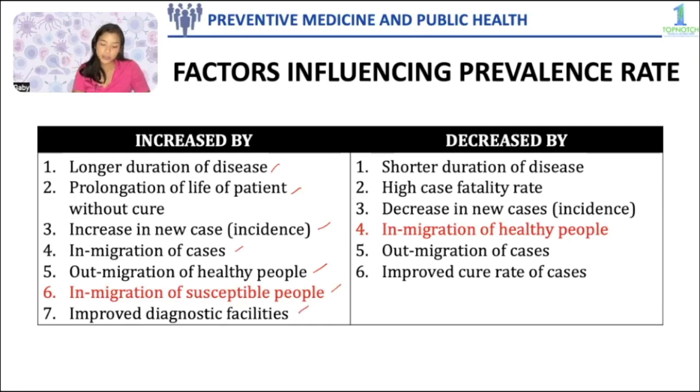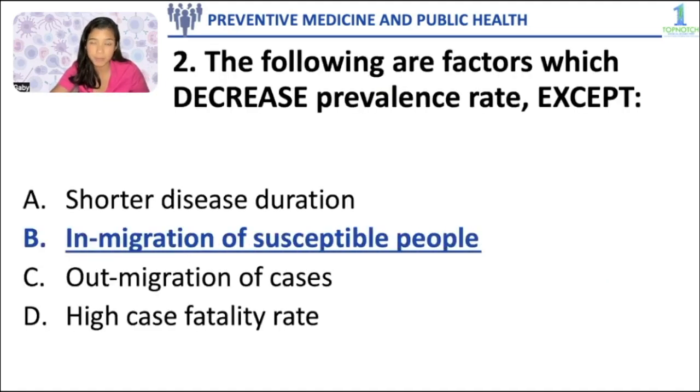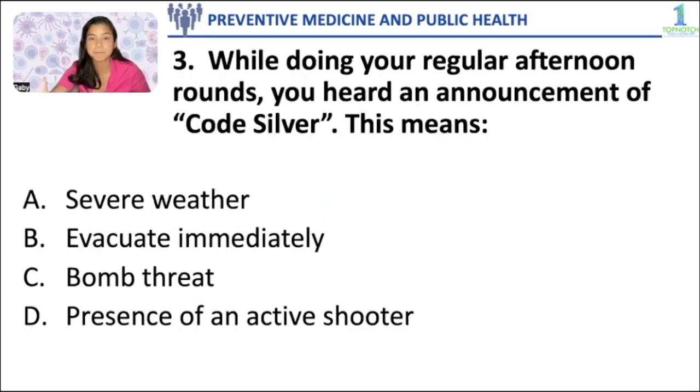It is decreased by shorter duration of disease, as I explained earlier. A high case fatality rate, because if these people with the disease are dying, we won't be able to count them in the numerator as people who currently have the disease. Decrease in new cases, of course. In-migration of healthy people, this would increase the denominator with a relatively stable numerator, so bababa ang prevalence rate. Out-migration of cases, numerator would go down, and improved cure rate of cases as well. Okay, so the answer in the previous question was in-migration of susceptible people. This will increase prevalence rate.